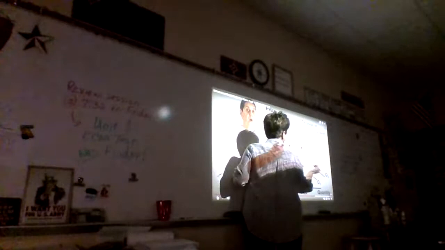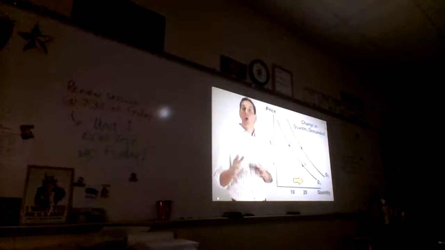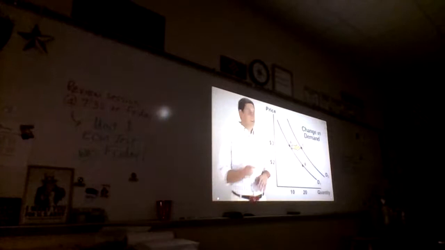But what makes the whole curve shift? If you're not talking about price, then the whole curve will shift. So that's the key thing that he's trying to explain. The price goes down from $3 to $2. The quantity demanded goes up from 10 to 20. Now, A to C is a change in demand. Price doesn't change. Price stayed at $3, but people decided to buy more.